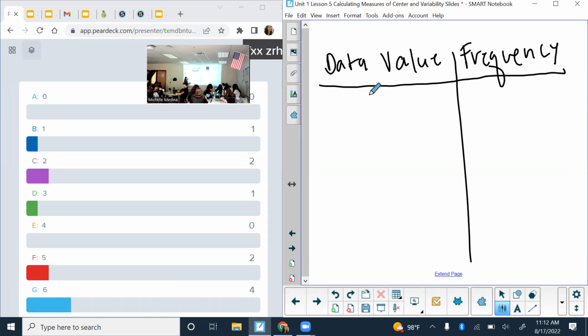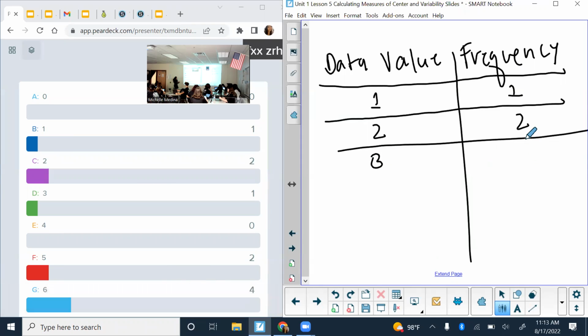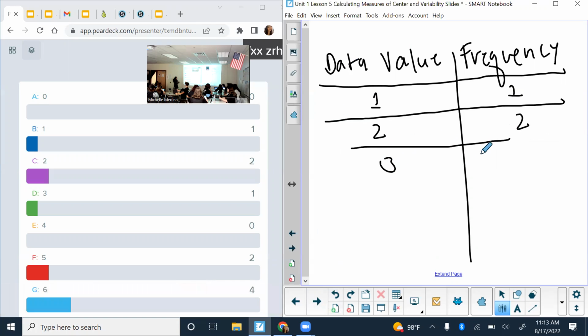1. I'm gonna put that. How often did 1 occur in our data? So then my frequency is also 1. How many do we have a data value for 2? And how many people said 2? 2. Any for 3? 1. Any for 4? 0. All right, so I'm not going to put 4 because we don't have any for 4.